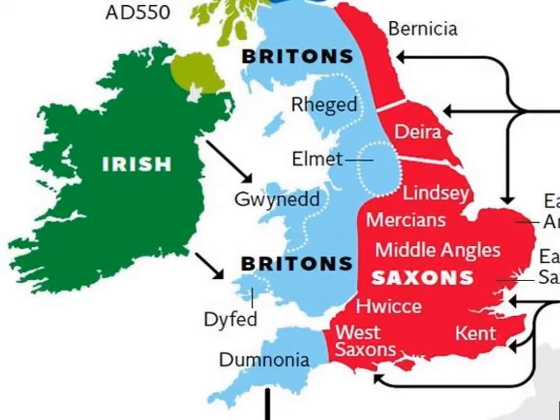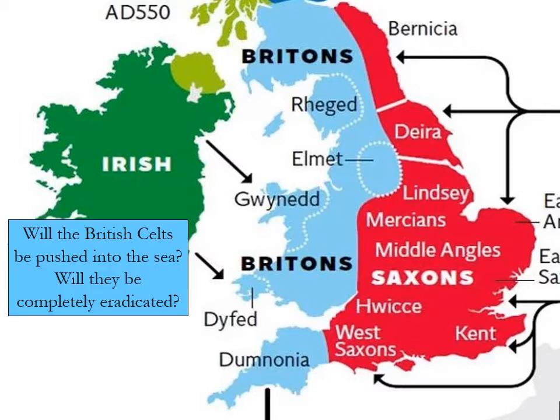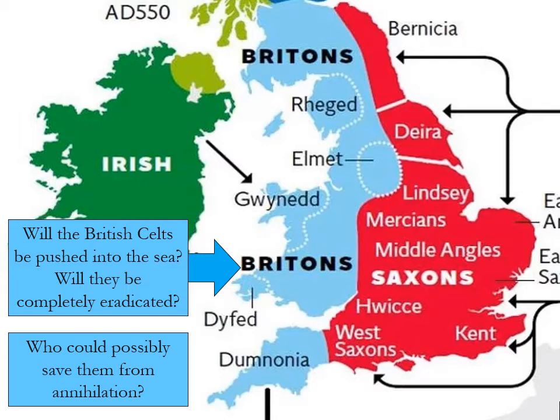So this was what it looked like about, I don't know, say 500 AD. It says 550. Okay, fair enough. But about 500 AD, 480 AD or so, it looked like this. So in red are the Angles and the Saxons. They're continually pushing westward. I guess their goal is to eventually settle westward till there aren't any more British Celts, who are in blue. Will the British Celts be pushed into the sea? Will they be completely eradicated? Who could possibly save the British Celts from annihilation?